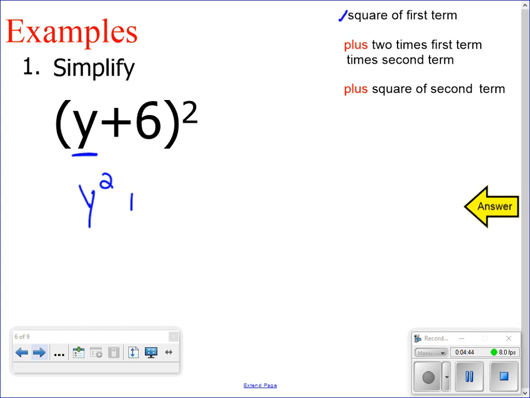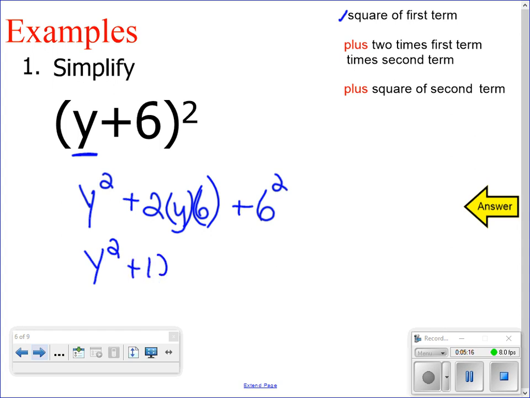Then it says plus 2 times the first and second term. So the first term, remember, was y. The second term, remember, was 6. So we have 2 times y times 6. And then plus the square of the second term. So my second term again was 6. So plus the square of that, plus 6 squared. And then all that's left to do is simplify. y squared remains y squared. 2 times y times 6 becomes 12y. And 6 squared becomes 36.